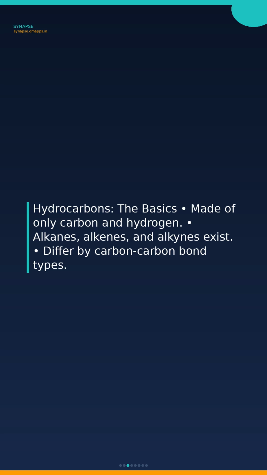A homologous series is a sequence of organic compounds with the same general formula and similar chemical properties. Each member differs from the next by a CH2 group. For example, methane, ethane, propane, and butane are all part of the alkane homologous series. Remember this definition. Now, let's talk about functional groups.